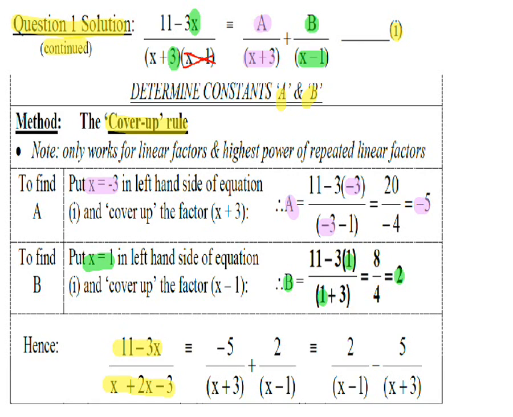So our compound fraction can be written as partial fractions of 2 over x minus 1 minus 5 over x plus 3. Now we're ready to undertake the integration process using standard forms.